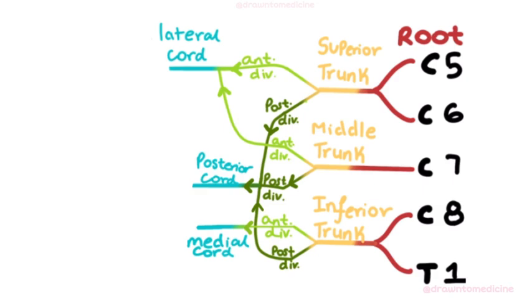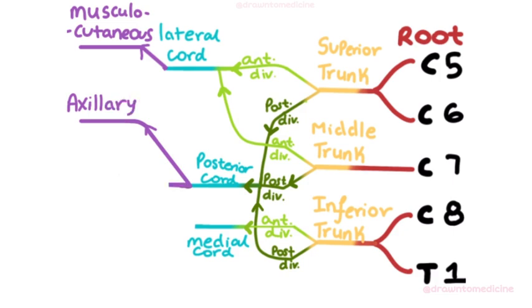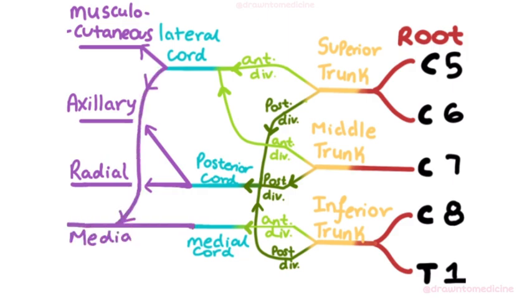And arising from our lateral cord, we have our musculocutaneous nerve. Arising from our posterior cord, we have our axillary and radial nerve. And the lateral cord and the medial cord together will help form the median nerve. And finally, we have our ulnar nerve arising from the medial cord.